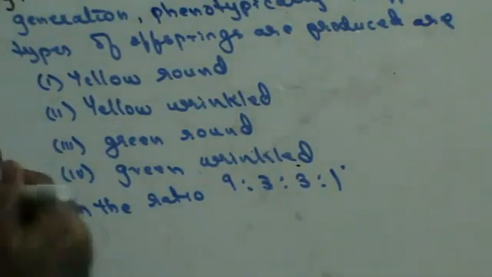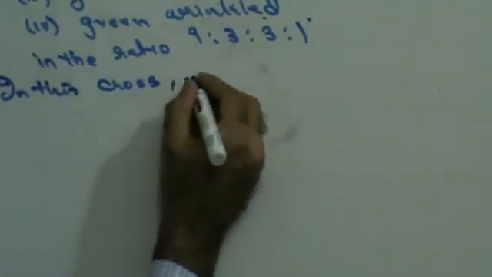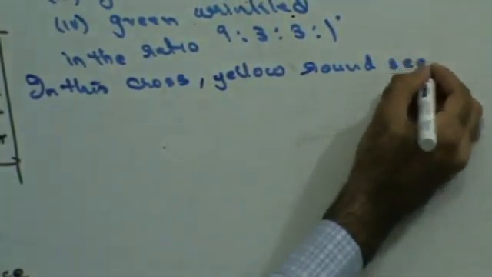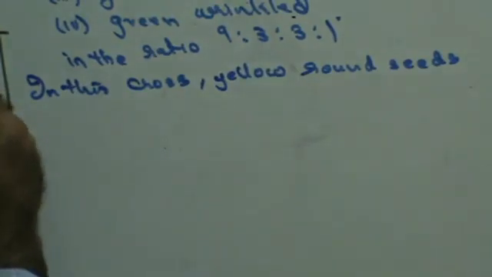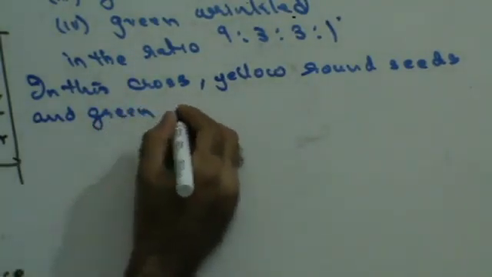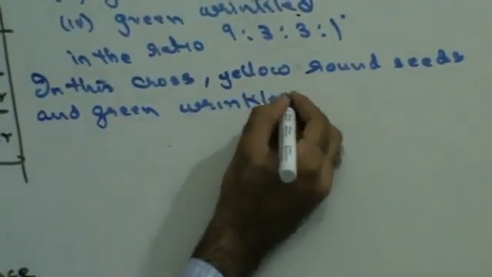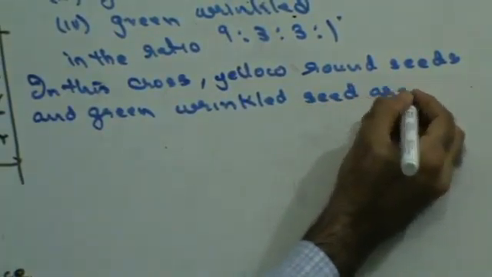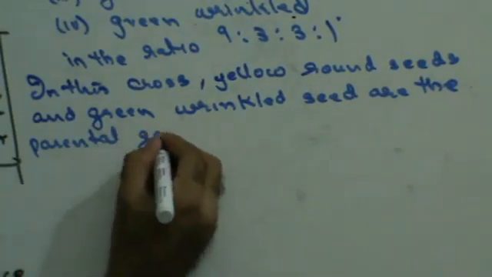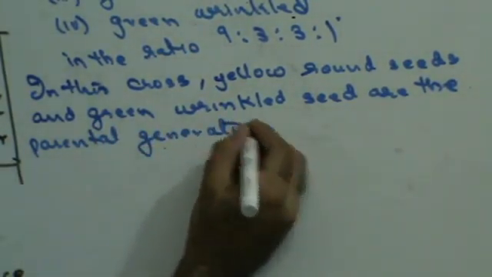In this cross, yellow colored round seeds and green wrinkled seeds are the parental generation. These are my parental generation.